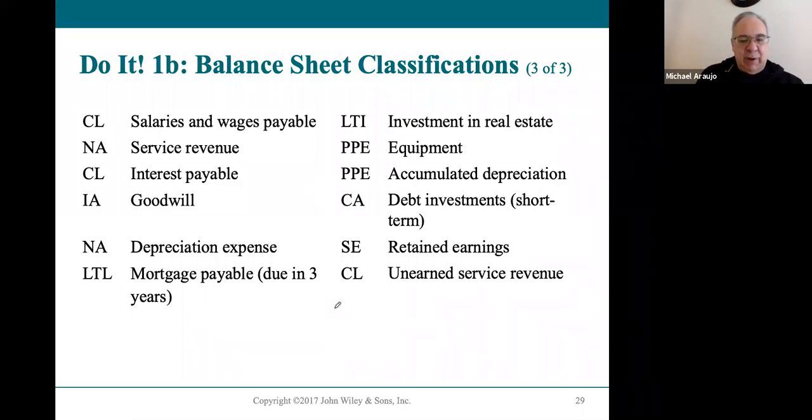So that's what they're asking you to focus on here for the classified balance sheet. Get to know it, get to know the classifications, get to know what accounts belong where they are, and you should be able to put it all together. Questions?